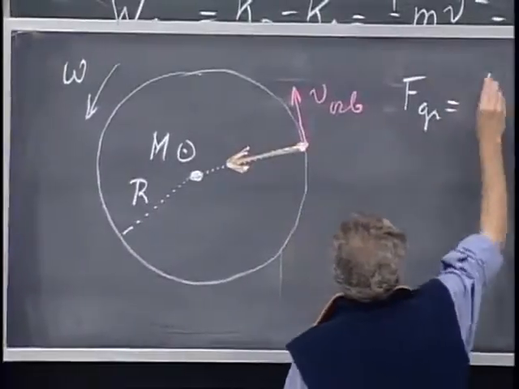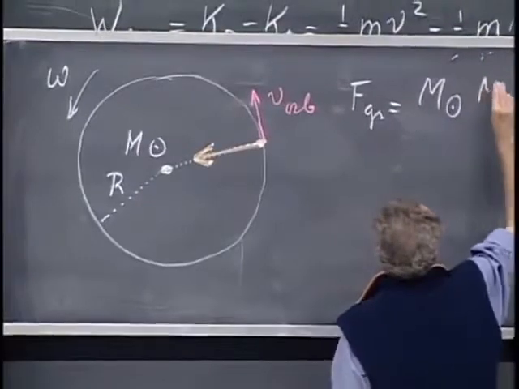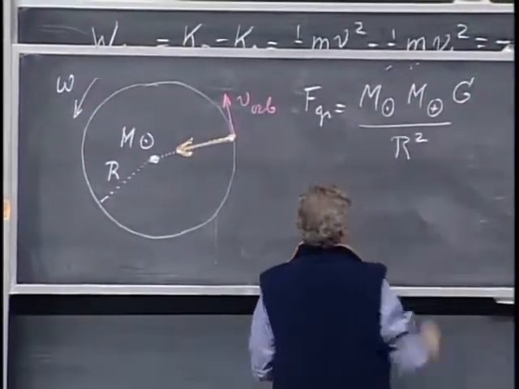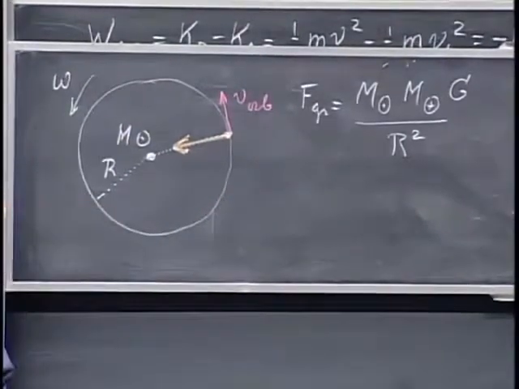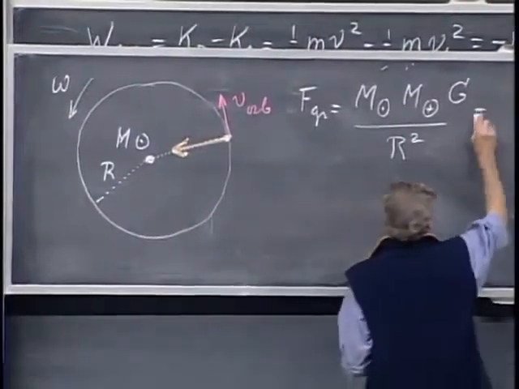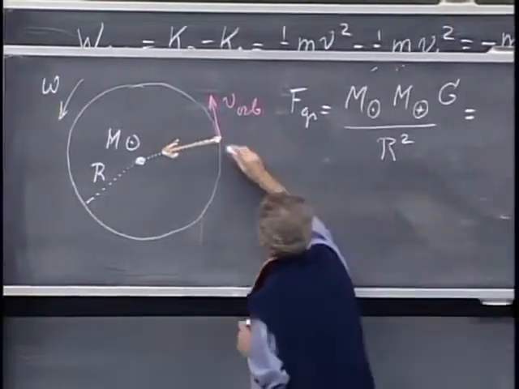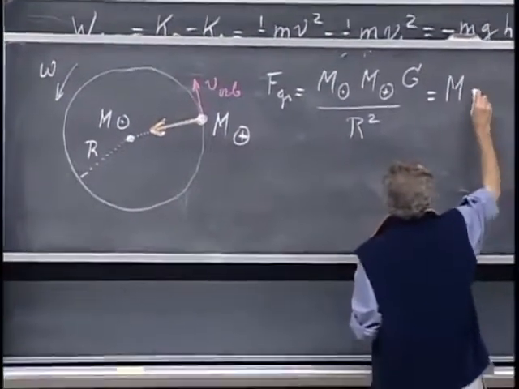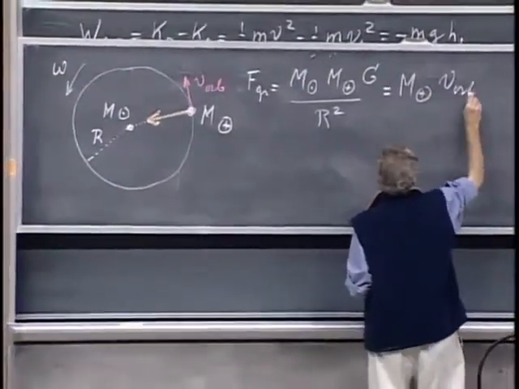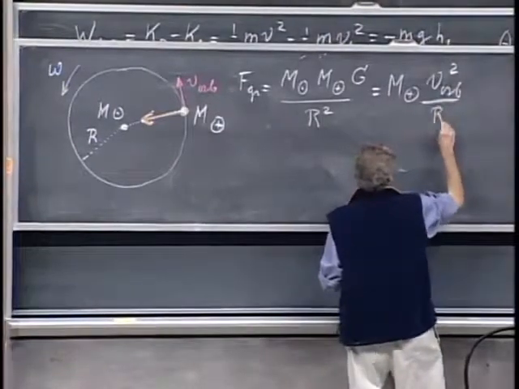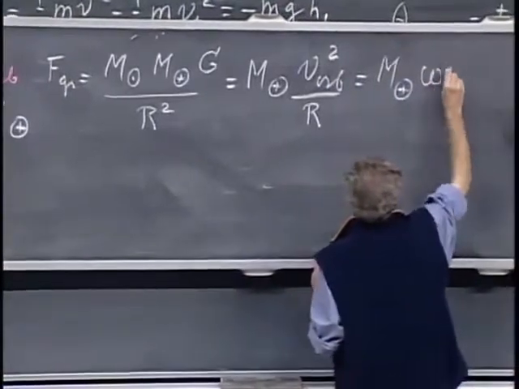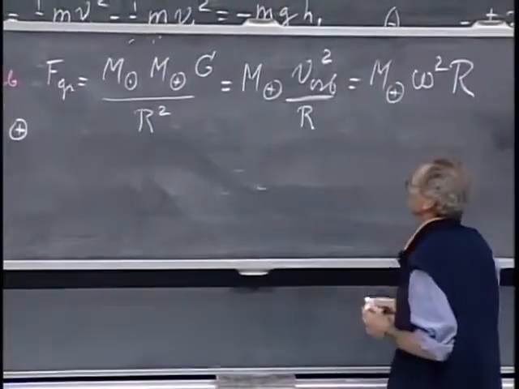So this gravitational force equals mass of the sun, mass of the Earth, times G divided by r squared, the force of gravity. But it also must equal the centripetal force, which is the mass of the Earth times the orbital speed, v squared, divided by the orbital radius. If you prefer to write that in terms of omega squared r, that's fine too.